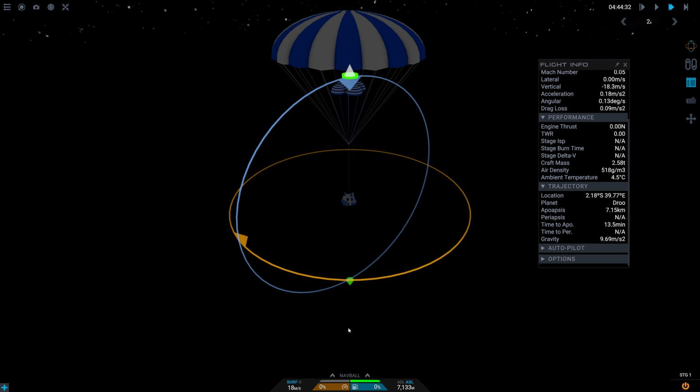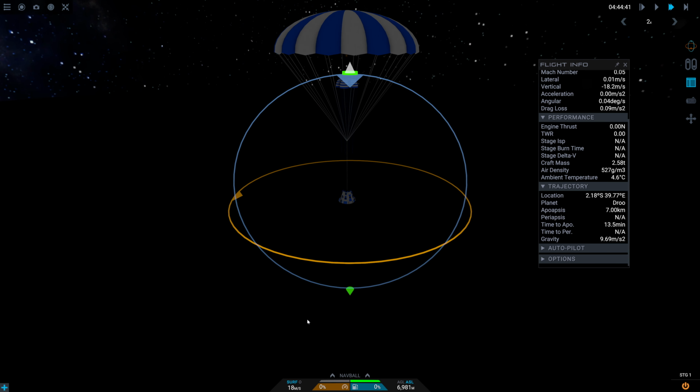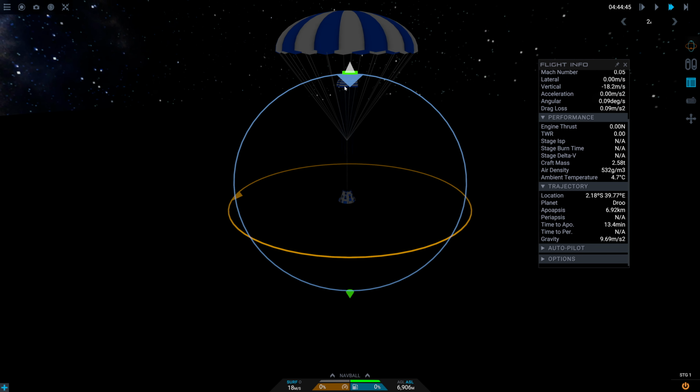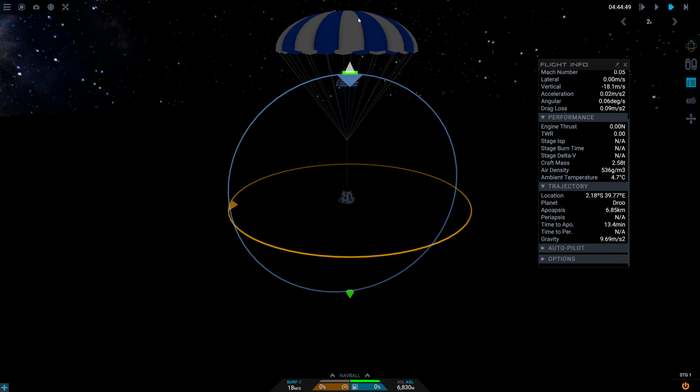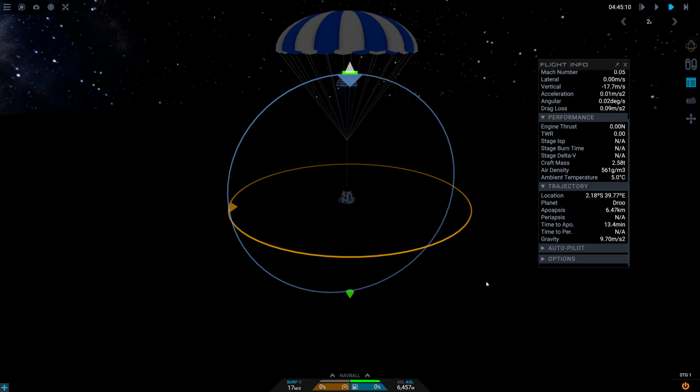Okay, so all of them deployed simultaneously. That's noted. And we're still 7 kilometers up. Actually, these didn't deploy, did they? This deployed considerably earlier. We should check into that. That is going to take us a while to get down to the ground because of that. So the main chute is definitely deploying too early.